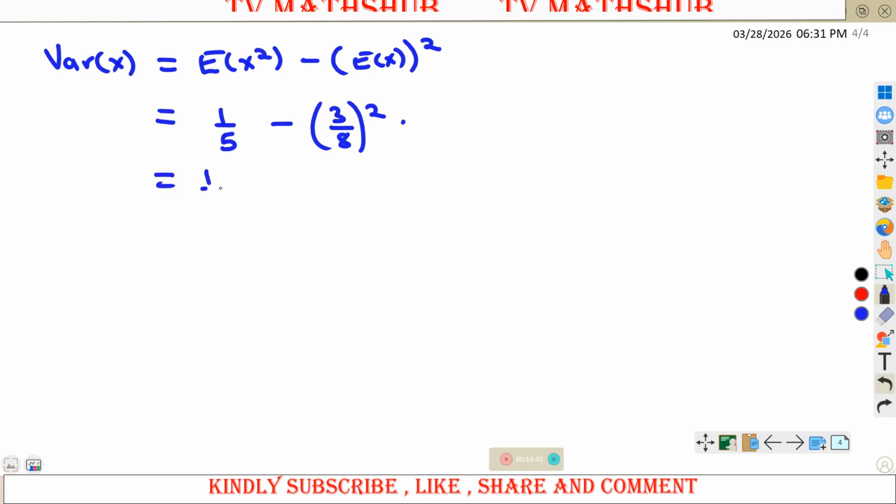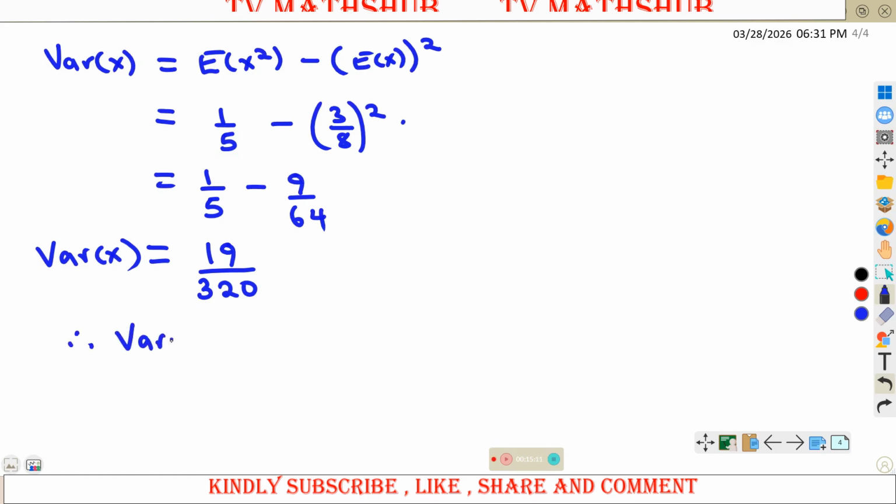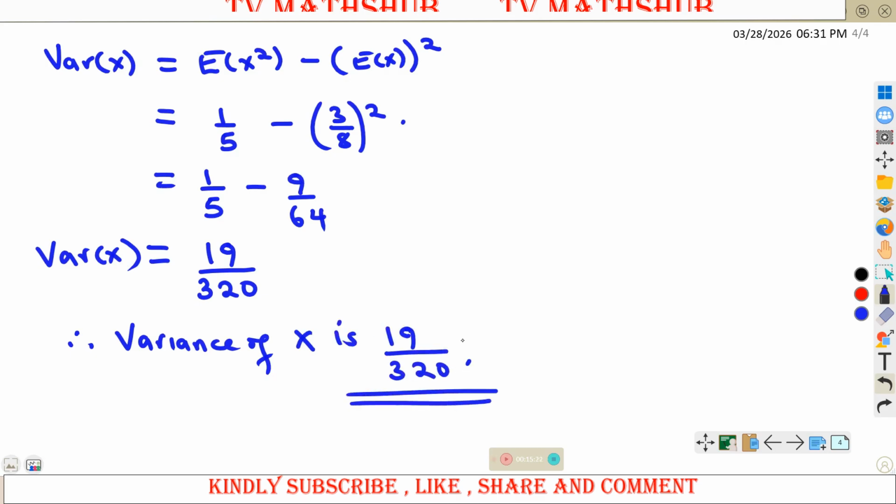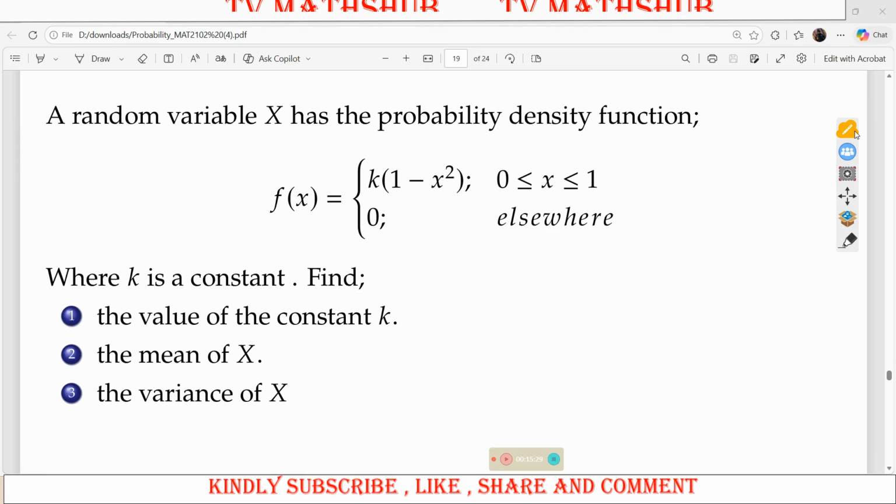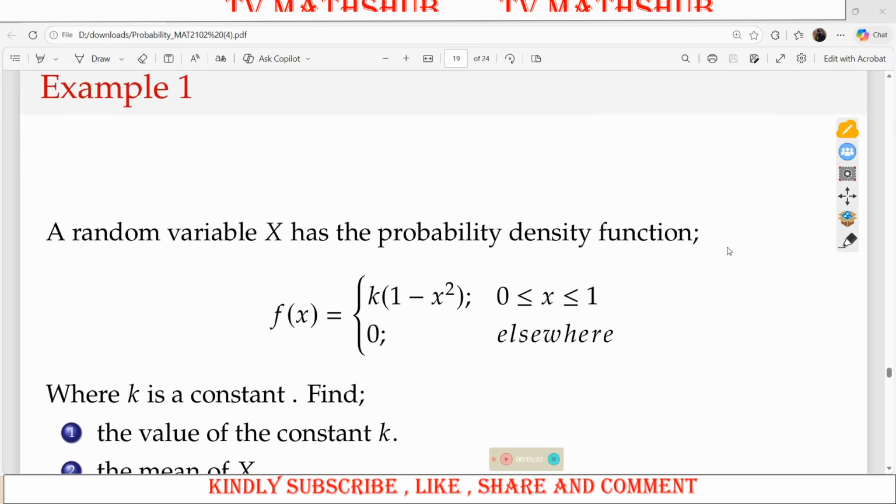So the mean of x is 3 out of 8. So this will give us 1 over 5 minus 9 over 64. So this will be able to give us 19 out of 320 as the variance of x. So therefore, we can say that the variance of x is 19 out of 320. So that will be the value of the variance of x. So from there, our example number 1 will be answered.